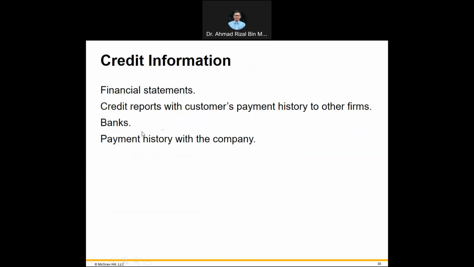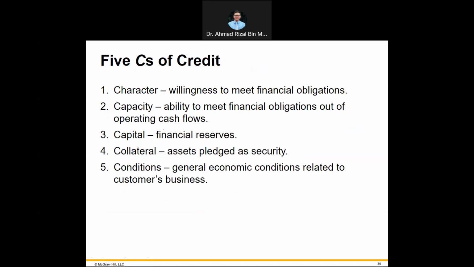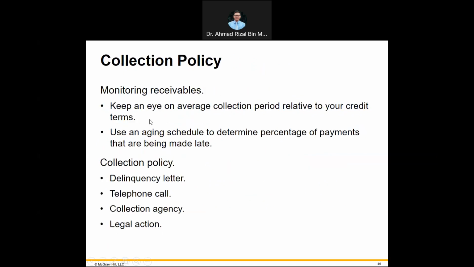And this is the credit info that you can access in order to check on your customers before granting them credit. This is the 5 C's that the banks normally use. And in terms of collection, you need to monitor the receivables. There is a famous aging schedule mechanism where you come up with a detailed schedule. Some companies do it on a monthly basis. Some even more aggressively do it on a weekly basis. So they keep track of the receivables so that they can identify.